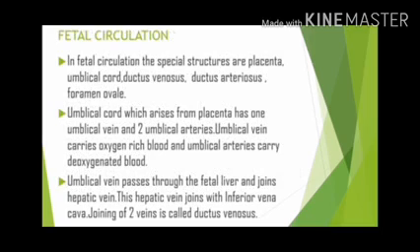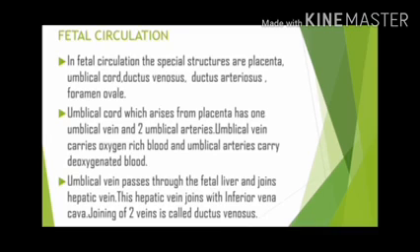In fetal circulation, the special structures, or shunts or bypasses we can say, are the placenta, umbilical cord, ductus venosus, ductus arteriosus and foramen ovale. The ductus venosus, ductus arteriosus and foramen ovale can be called shunts. The placenta is a special structure attached to the uterus of the mother, which has the umbilical cord. The umbilical cord, which arises from the placenta, has one umbilical vein and two umbilical arteries. The umbilical vein carries oxygen rich blood and the umbilical arteries carry less oxygen or deoxygenated blood.